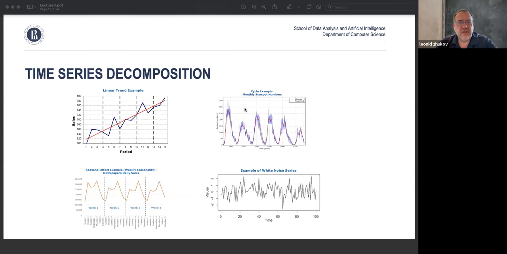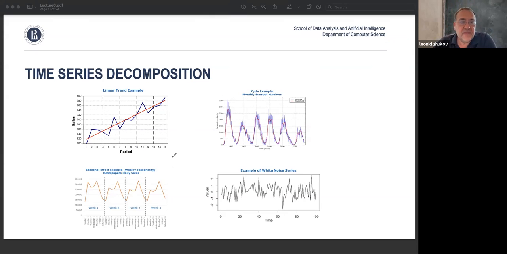So here is a simple example. If you look at the left picture, this is where we see a linear trend in the data. So there's the data, and the red line is a linear trend. The trend does not have to be linear; it can be non-linear. But the point is, it's overall slow changing over the entire time frame.